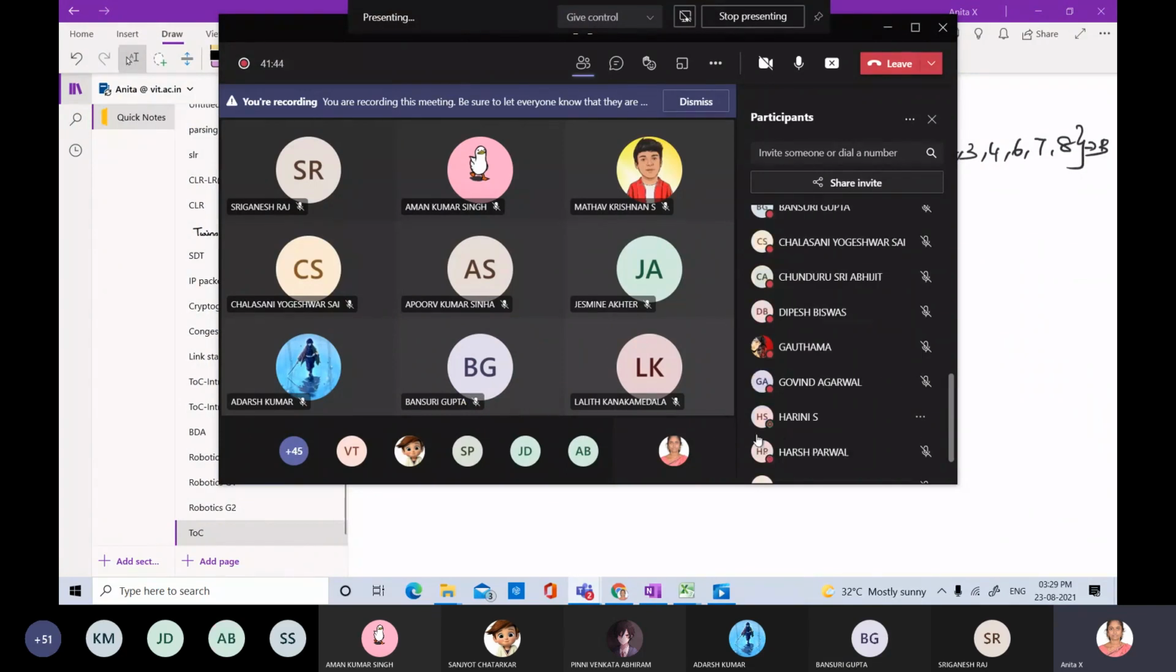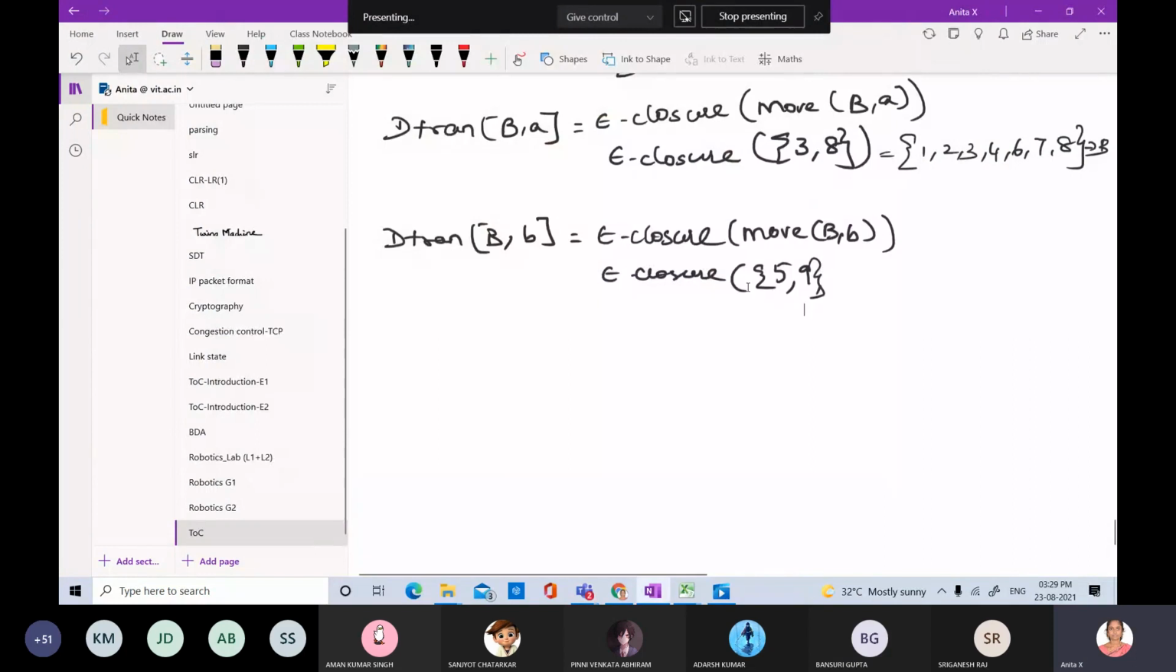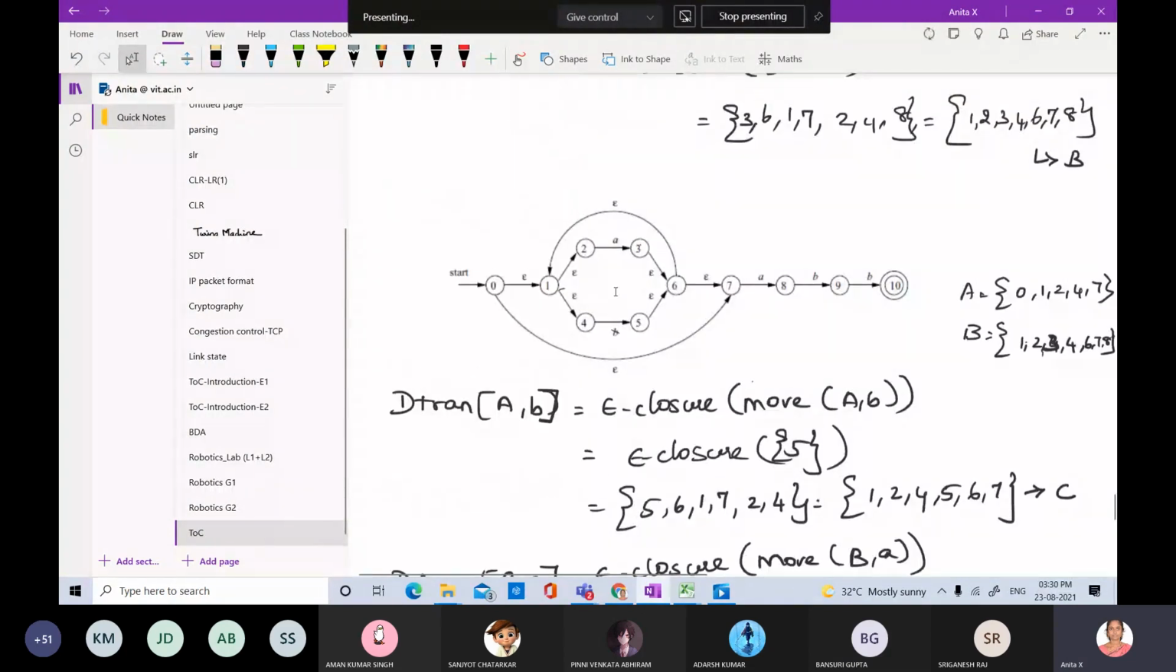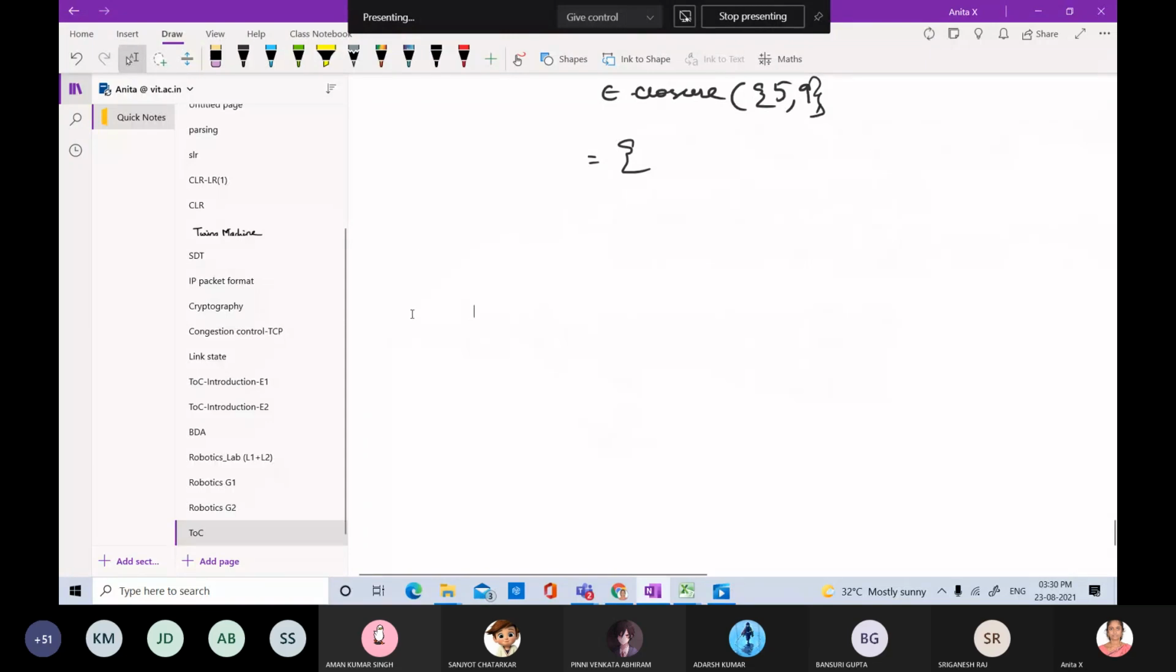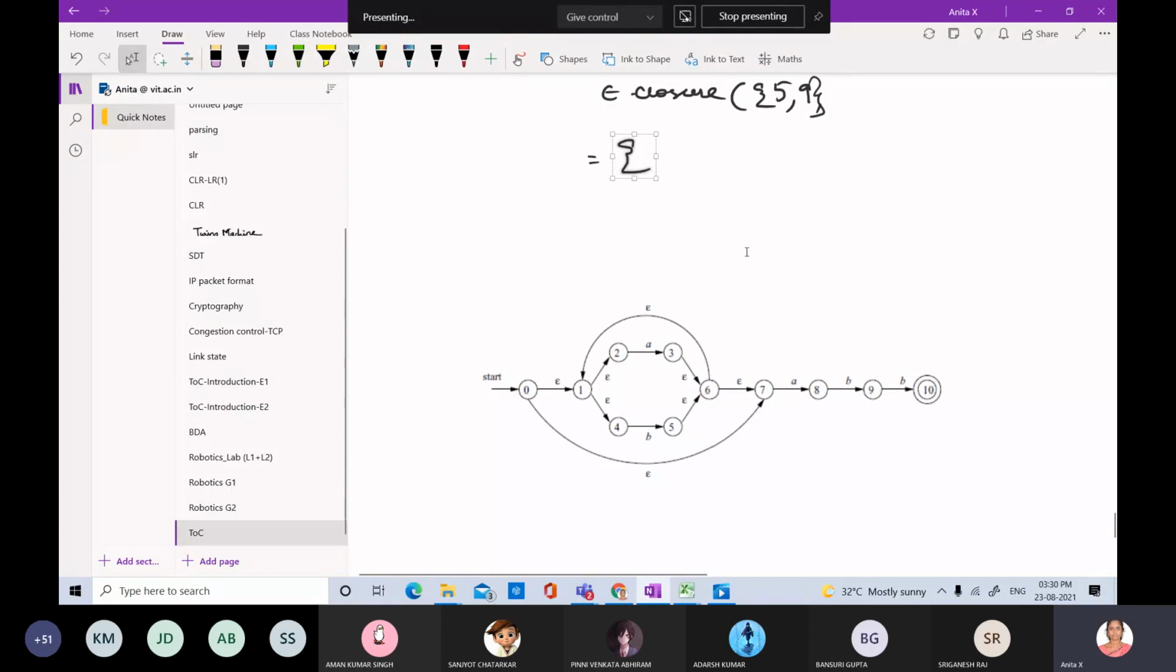Gautama. Yes, ma'am. Can you please try? So what is epsilon closure of 5? So here, for epsilon closure of 5, 9 we have to proceed with. So what we have to do first is proceed with epsilon closure of 5, union epsilon closure of 9, right? I should have the step. Okay, what is epsilon closure of 5?